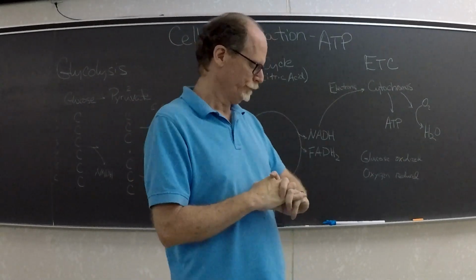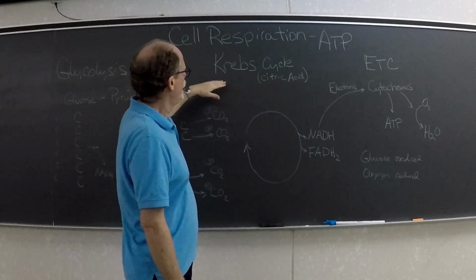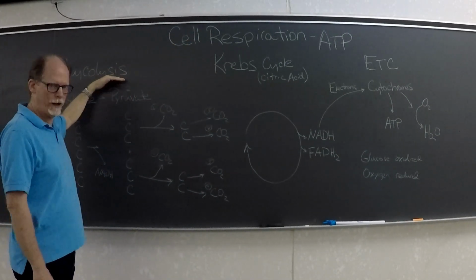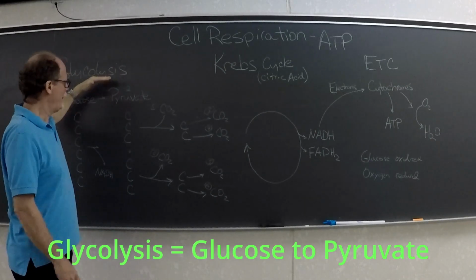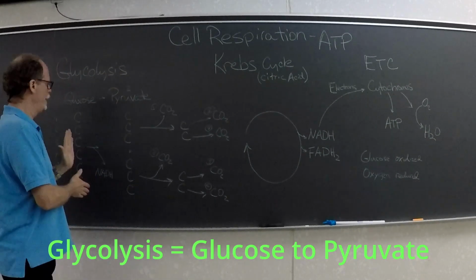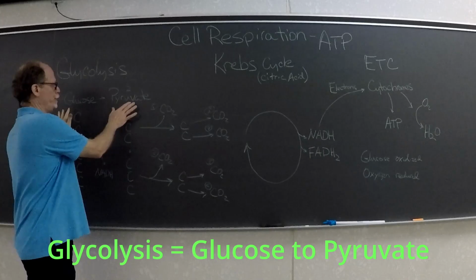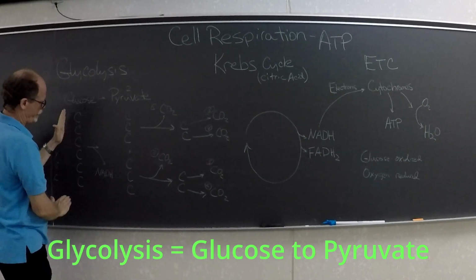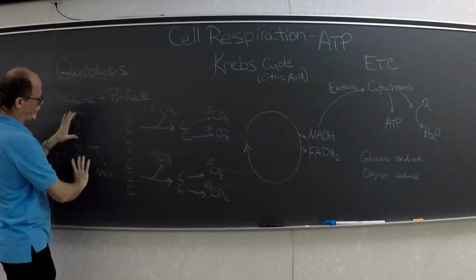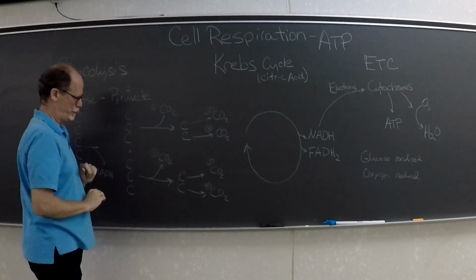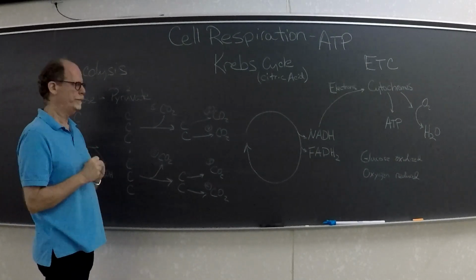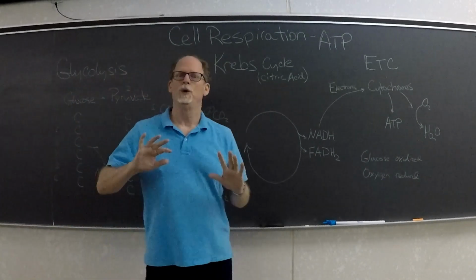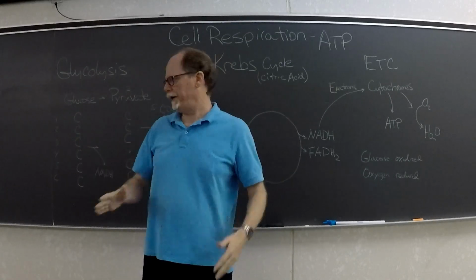So there's 3 main parts to cell respiration, right? You've got glycolysis first. That's a biochemical pathway. We convert glucose to pyruvate. We literally lyse the glucose, right? We separate and generate 2 3-carbon pyruvates. I focus on the carbons because that's really what you want to follow, right?